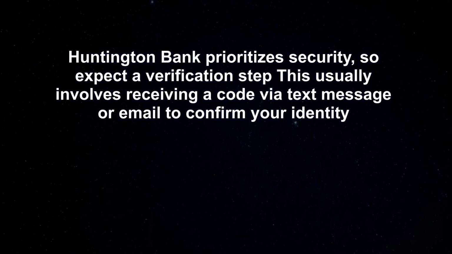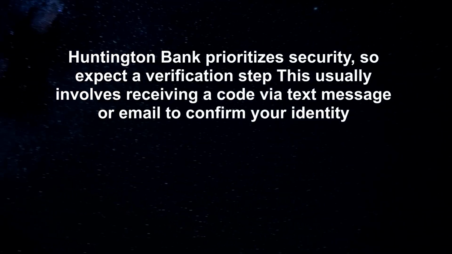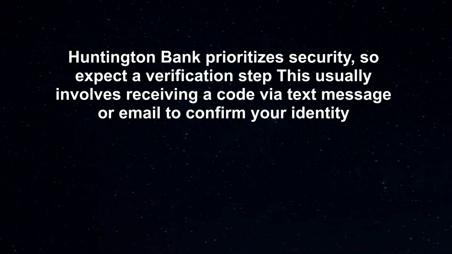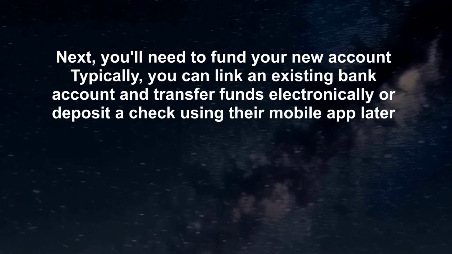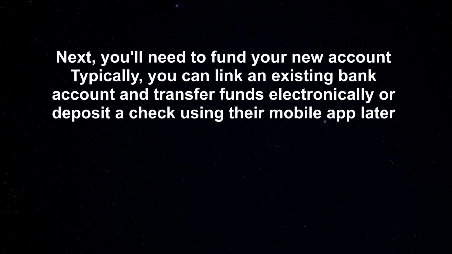Huntington Bank prioritizes security, so expect a verification step. This usually involves receiving a code via text message or email to confirm your identity. Next, you'll need to fund your new account. Typically, you can link an existing bank account and transfer funds electronically or deposit a check using their mobile app later.